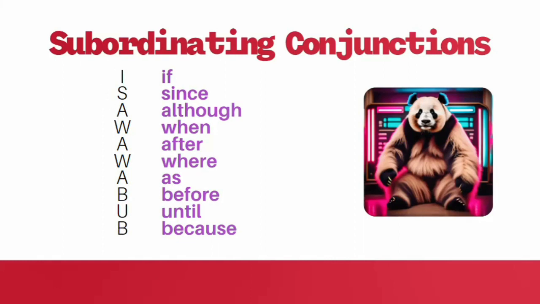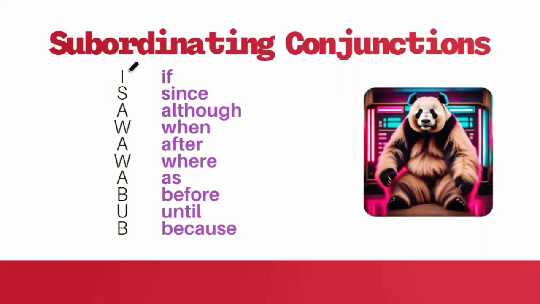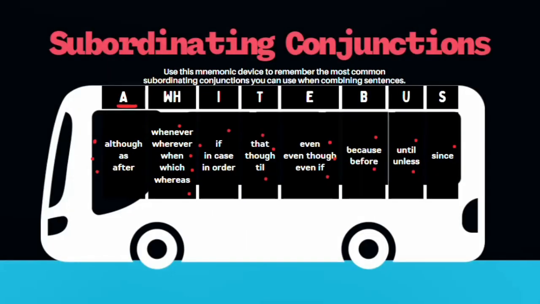If you read this vertically down, this is I, S-A-W, saw, A, W-A-B-U-B, Wabub. Okay, I saw a Wabub. Let me just erase it. And if you open I, it will be if, since, although, when, after, where, as, before, until, and because. We mostly use I saw a Wabub when we are teaching kids subordinating conjunctions for the very first time, because they are the most common. But yes, a white bus is also a good mnemonic if you just want to expand their knowledge a bit.